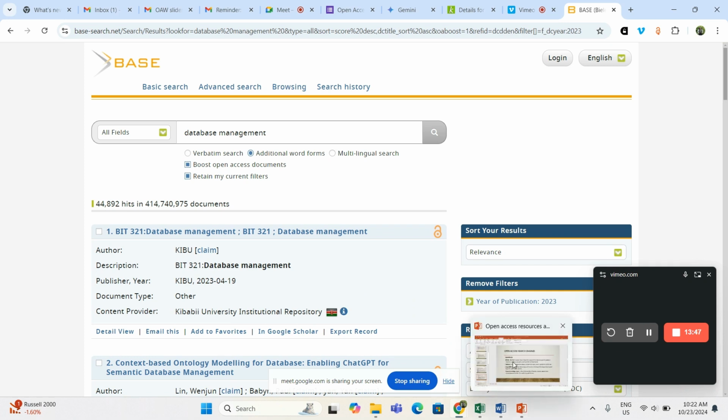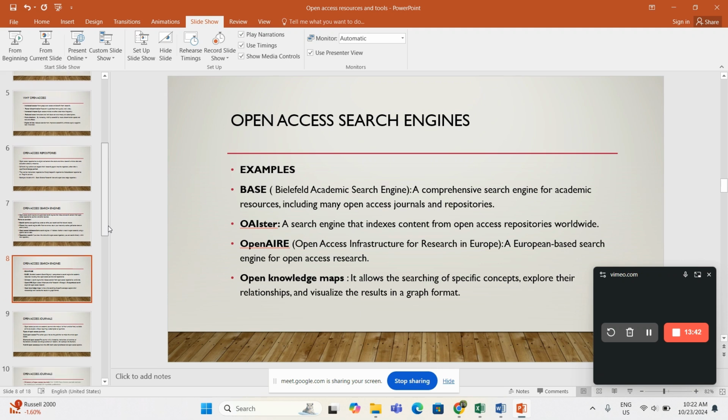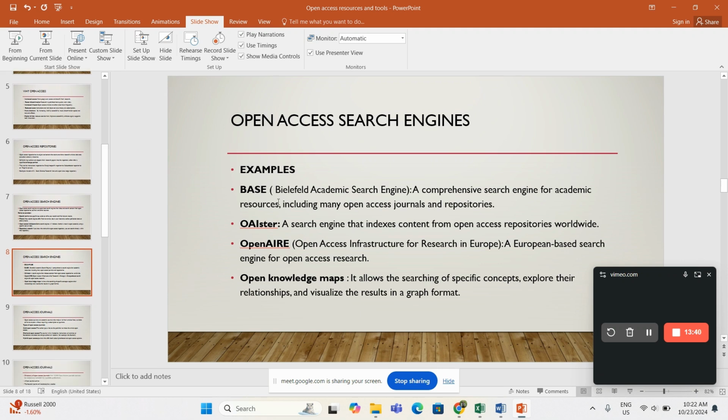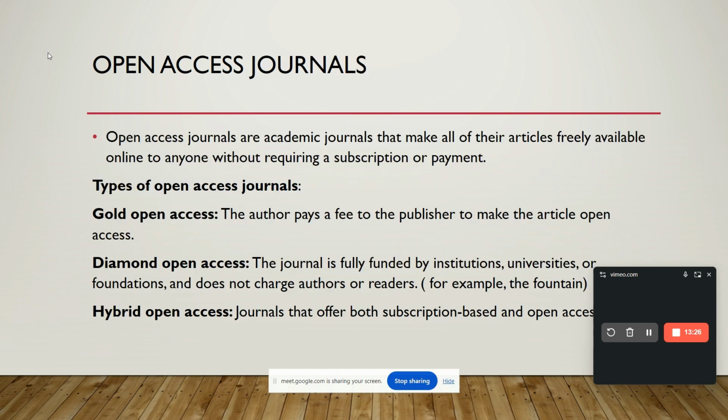And then moving on. So these are just examples. We used BASE. There are other ones like OAI, Star, OpenAIRE, and then Open Knowledge Maps, which is really good. Then we also have open access journals.